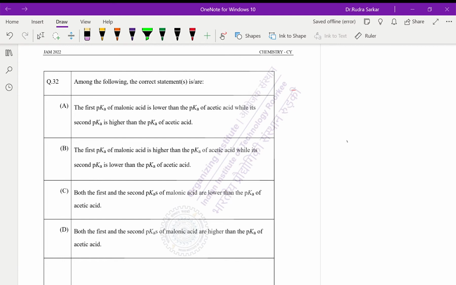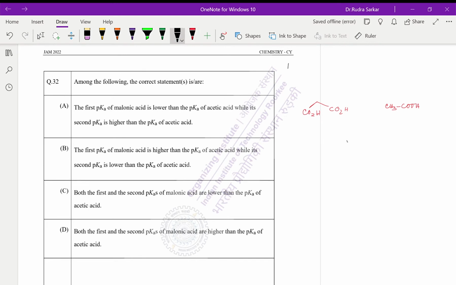Now, first of all, what is malonic acid? The structure of malonic acid is simply something like that, and that for acetic acid is, we know this, it's very simple. This one. So we are talking about pKa.